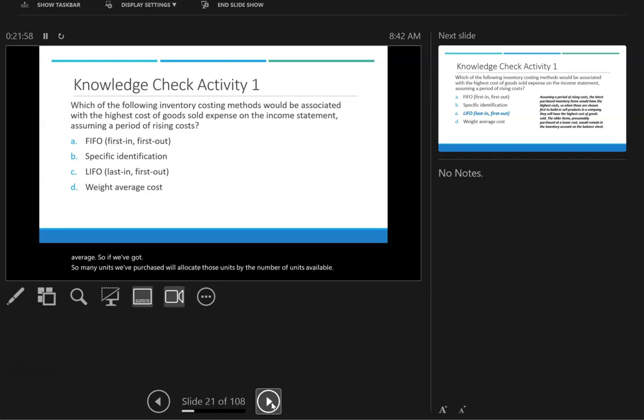Here's our first question. Which of the following inventory costing methods would be associated with the highest cost of goods sold expense on the income statement, assuming a period of rising cost?